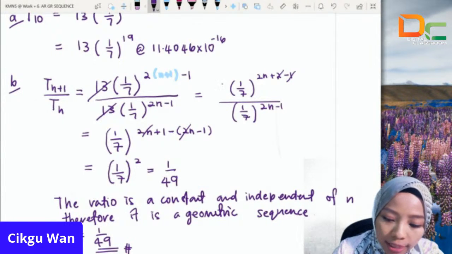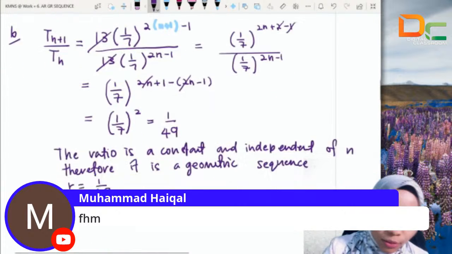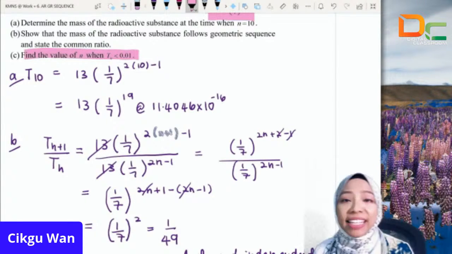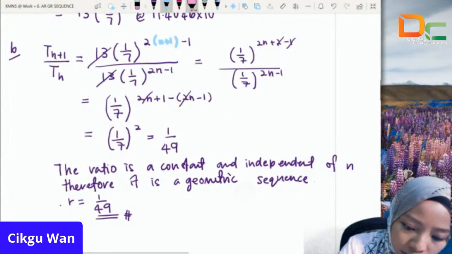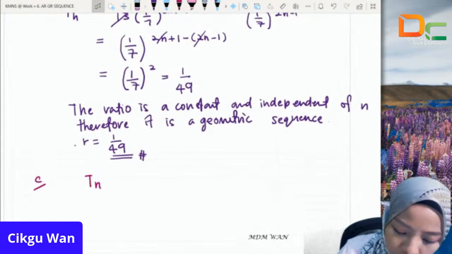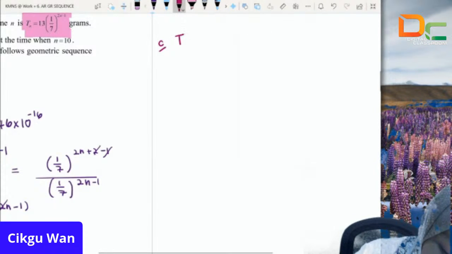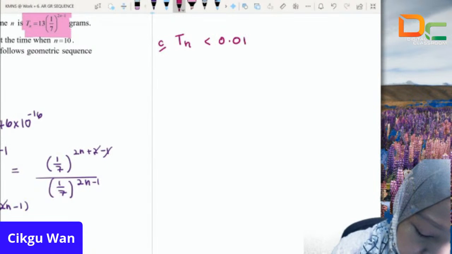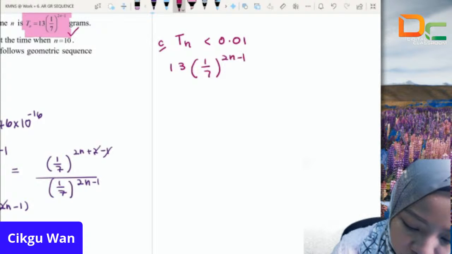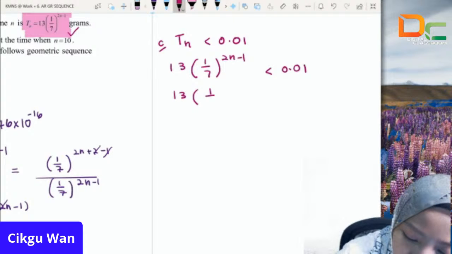Yes? Okay, let's read the question. Find the value of n when Tn is less than 0.01. Okay, I repeat, find the value of n when Tn is less than 0.01. So dia nak Tn is less than 0.01. Ambil sahaja Tn seperti dalam question ni: 13, 1 over 7, 2n minus 1 is less than 0.01. Okay, boleh tak?